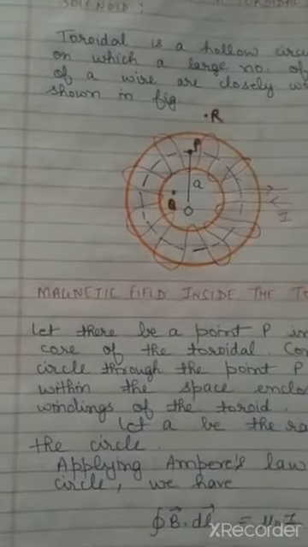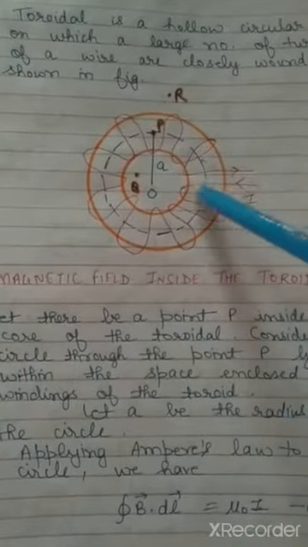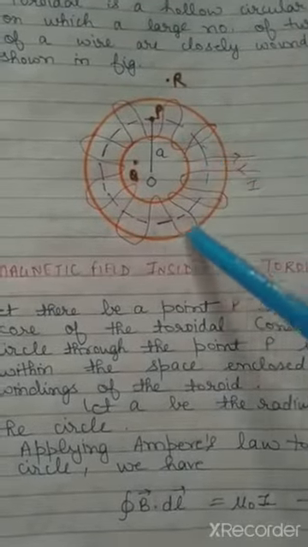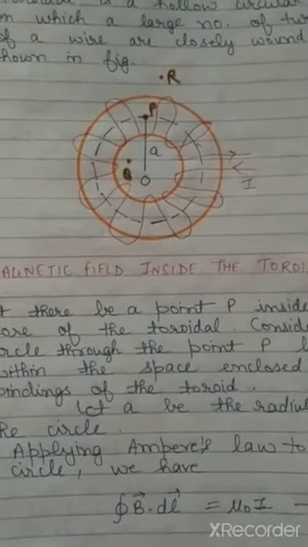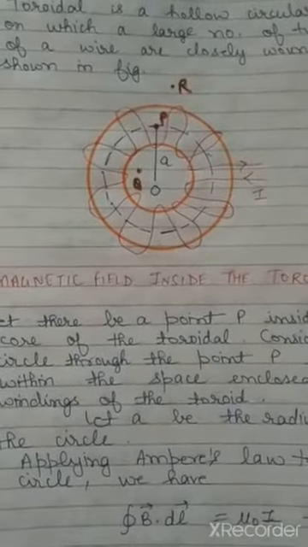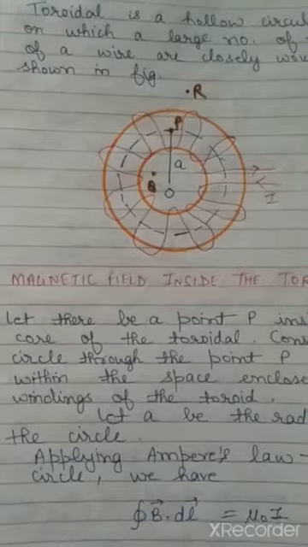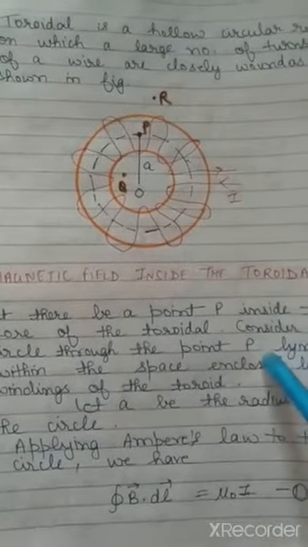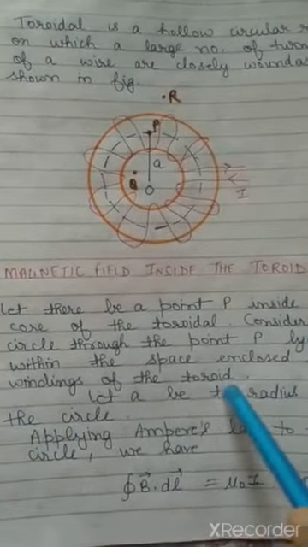So let there be a point inside the core of the toroid. This will be known as the core of the toroid because it will have the current. When current passes through this toroid, a very strong magnetic field will be produced in the core, and we are going to find the value of that magnetic field using Ampere's circuital law. So here I have written: let there be a point P inside the core of the toroid. Consider a circle through the point P lying within the space enclosed by the windings of the toroid.